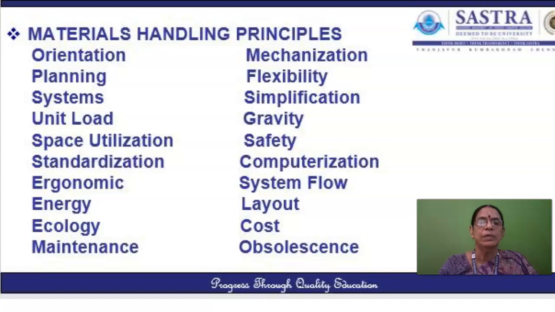Then we will have the computerization principle. Everything should be computerized. The storage systems and the material handling system should be computerized. The layout of the sequence of the operations should be planned. That is your layout principle. Then we have the cost benefit analysis of all the methods. That is called the cost principle. Last, then we have the energy principle. The consumption of the energy and the cost of the energy consumption should be taken into consideration.